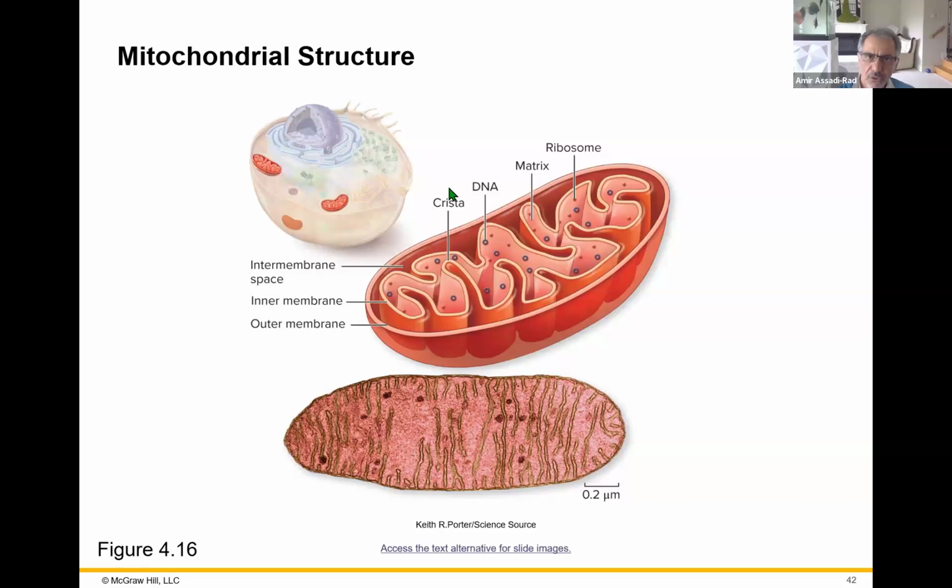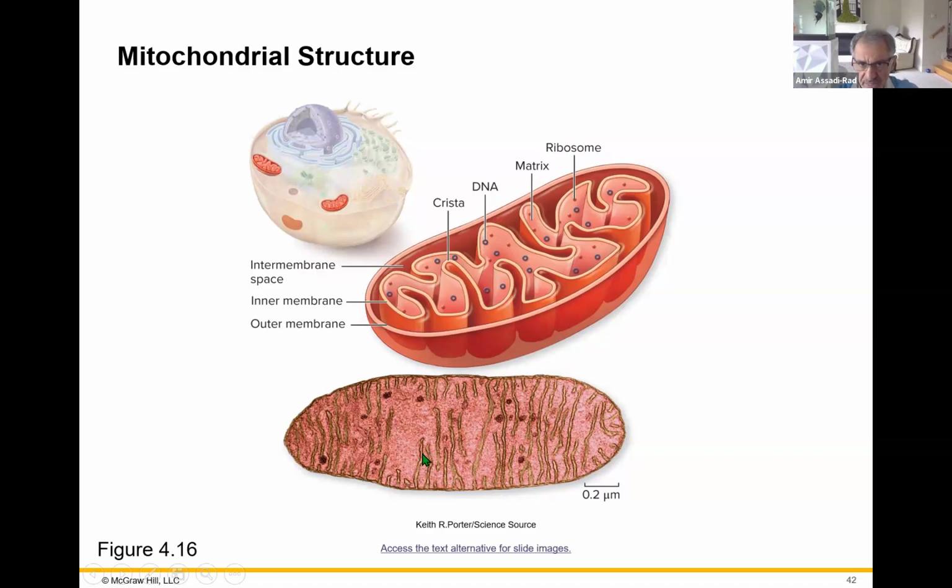Here we go. So you have the outer membrane, the space between, they call it intermembrane space. And then look at the folds. The inner membrane folds, and when it folds, that is called cristae. They have their own ribosomes, they have their own DNA, they can make their own protein molecules. Looks like a footprint, doesn't it? The transmission electron micrograph of it.